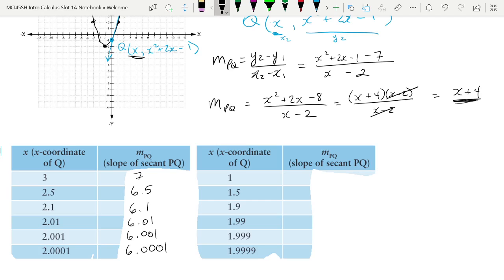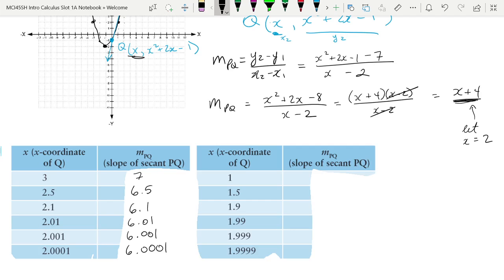What I can tell is that if I had let x equal 2 in the slope that I've simplified, I think I'm going to get a slope of 6. That seems to be what's happening when I approach it from the point above, and I get closer and closer as I move point Q down.